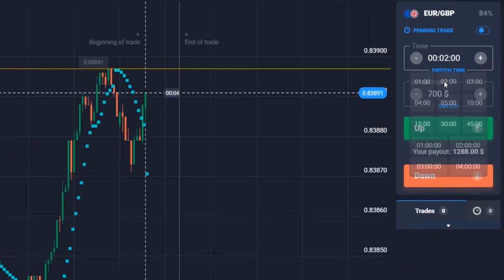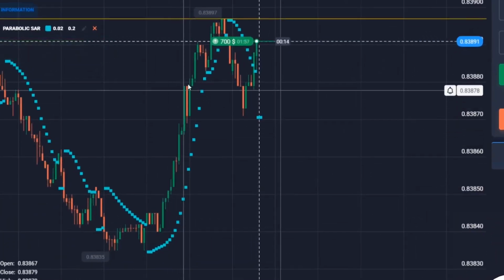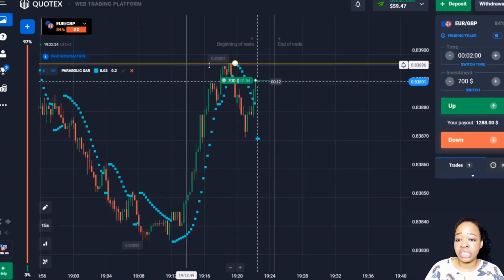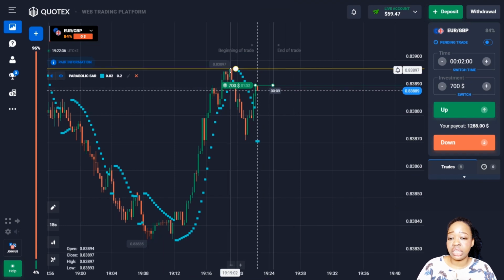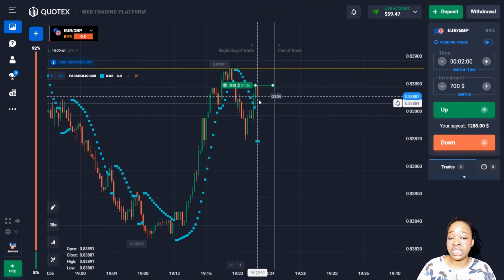So here I can see that I'm going to open an up trade for 2 minutes because I can notice there has been a good uptrend. Also there is a resistance level. After touching this level, you can see that the price bounced down and after that the price reversed and is again approaching this level line.